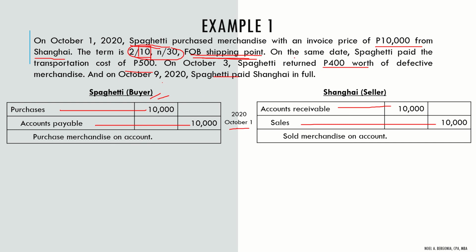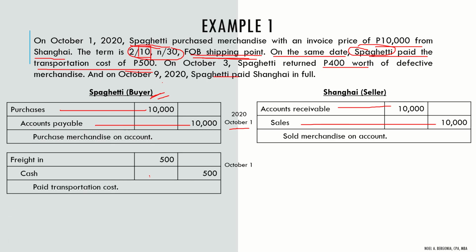Okay? The next date, actually same day lang din pala, Spaghetti paid the transportation costs. So since this is FOB shipping point, who is required to pay the freight? Of course, the buyer. And sino ba yung nagbayad? Si Spaghetti as the buyer. So, Spaghetti on October 1 then will record the freight in. So, it will record debit freight in 500 and credit cash 500. So, that would be for our transportation costs.